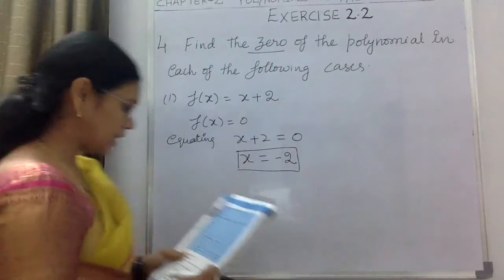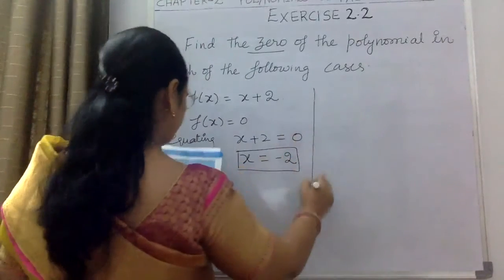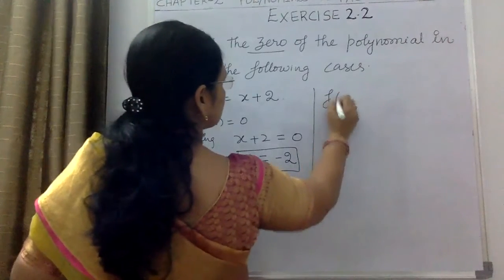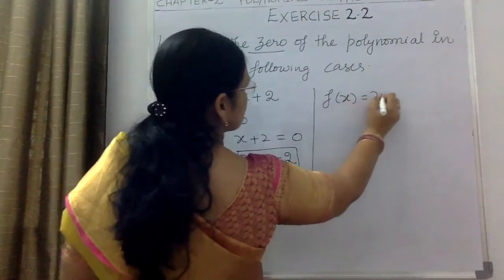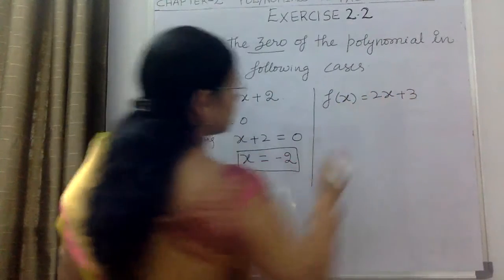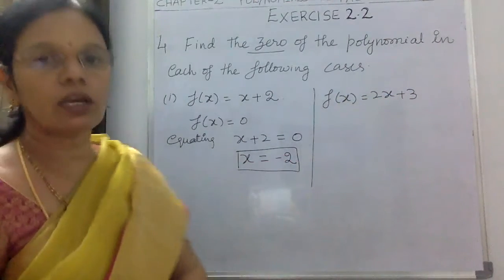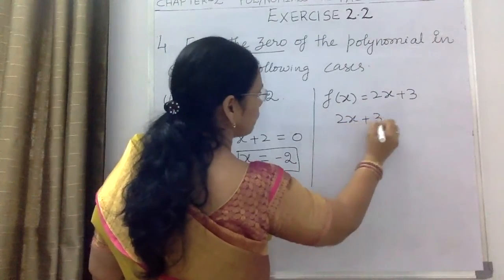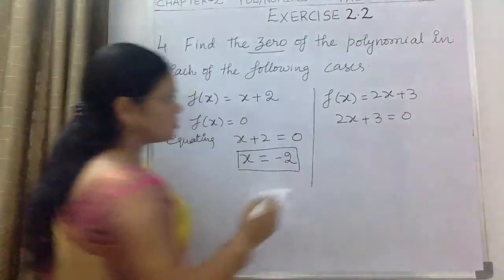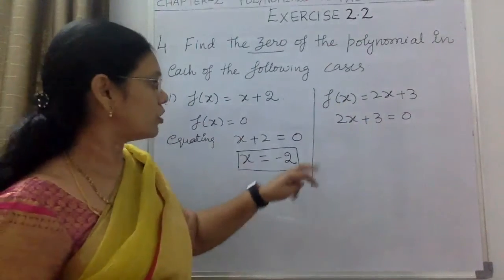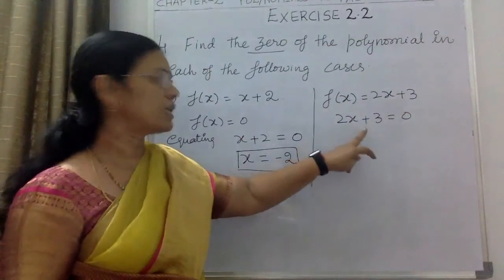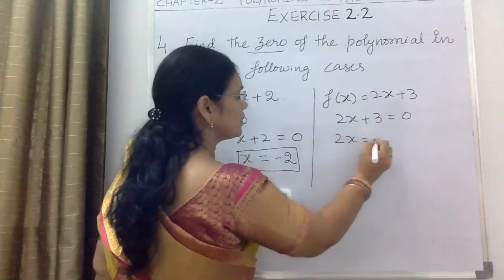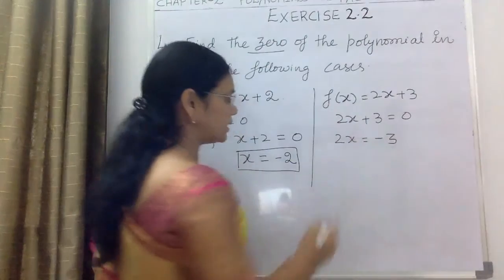Okay, let us take another expression. f of x is equal to 2x plus 3. In the same way, let us equate it to 0. So what is the next step, children? What should we do now? We should send plus 3 to the other side. 2x is equal to minus 3.